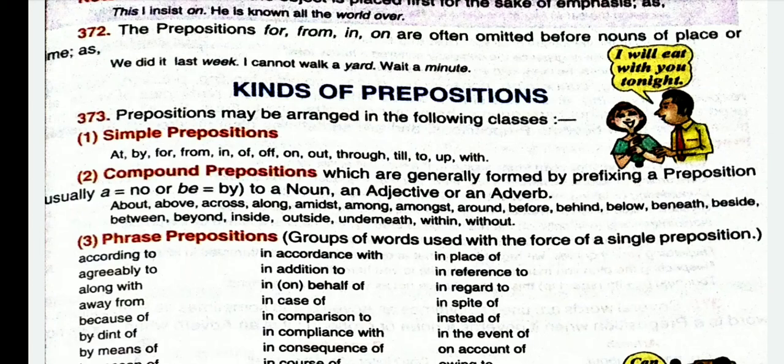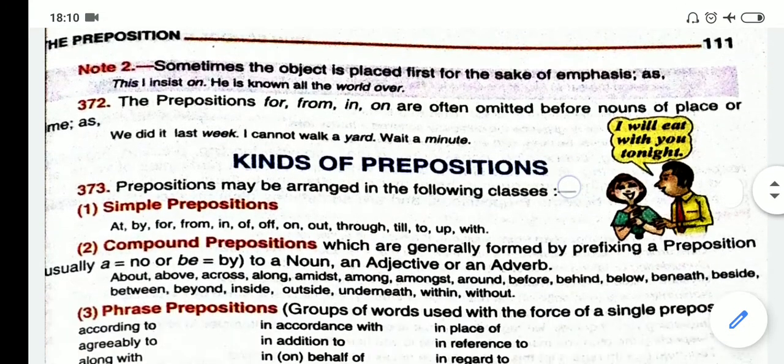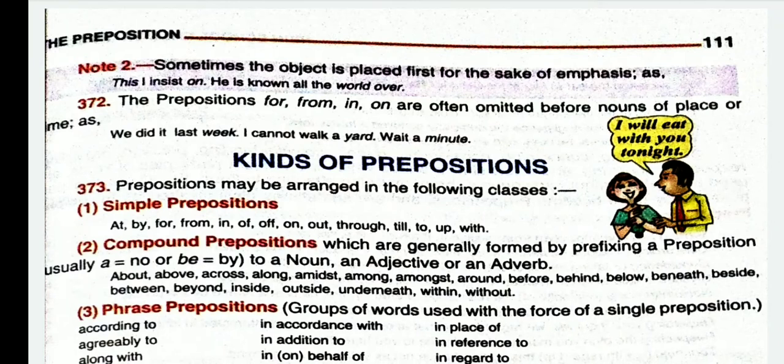Bismillahirrahmanirrahim. Today's lesson is on prepositions. In fact, it is on kinds of prepositions, and we are going to study the three different types of prepositions that we have. This is page number 111 in your Wren and Martin book. Take out the book, otherwise you can use the document that I send you in the group along with this lesson.